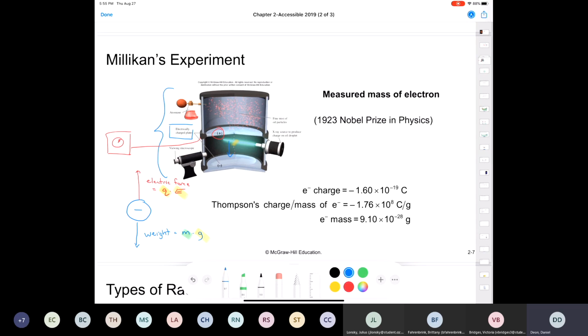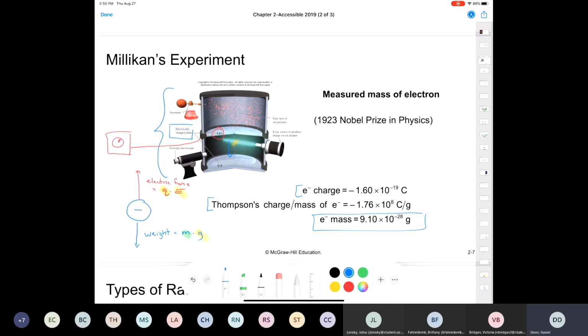I can do that. So we have the charge of an electron, and we have the charge to mass ratio. Basically, you just multiply those two together, and you end up with the mass of an electron. So that's what Millikan did. He was able to determine the mass of an electron.